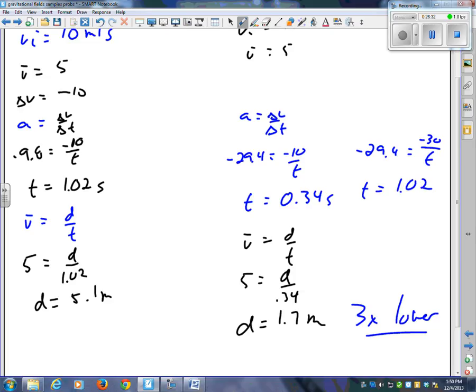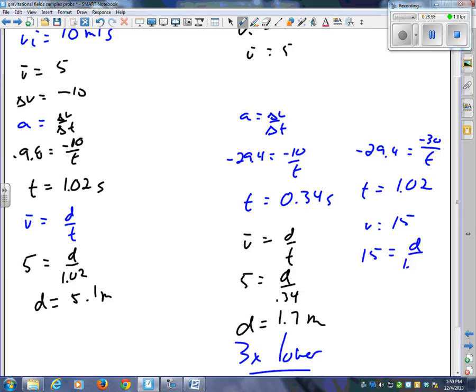What do you think? Is it going to be the same height, 5.1? Yes. Most people think so. But remember, the average velocity is now not 5. What's the average velocity if I go from 30 to 0? So now it's going to be 15 is equal to D over 1.02, and D is 15.3 meters. 3 times higher. It's not the same.